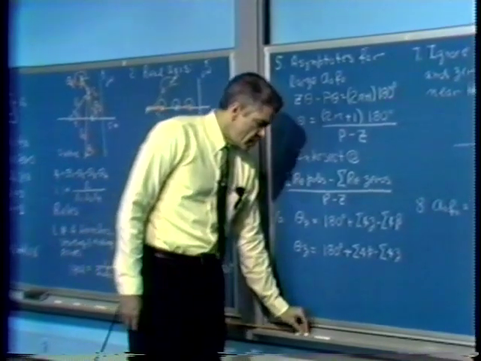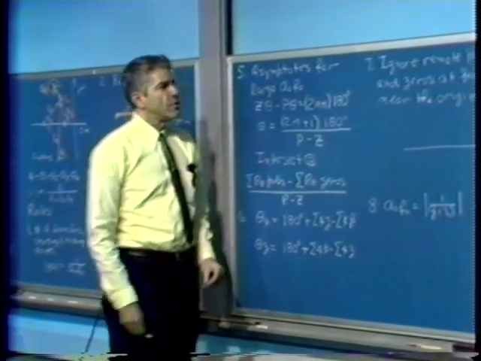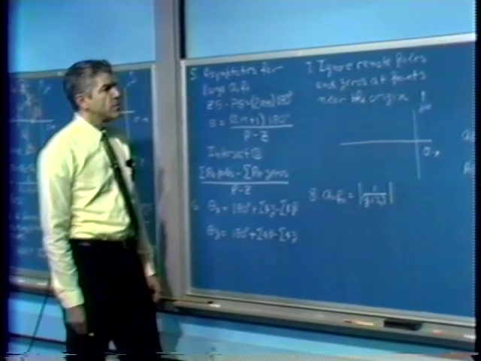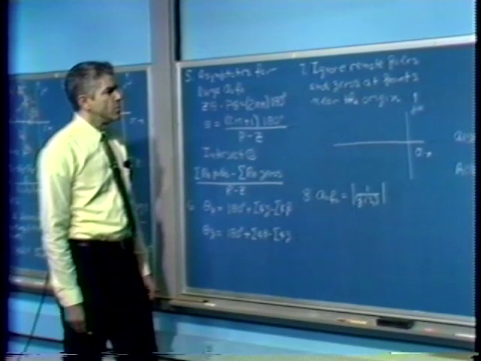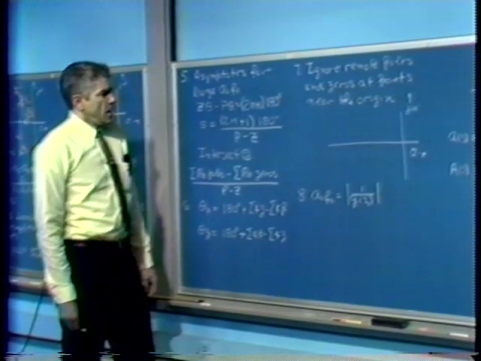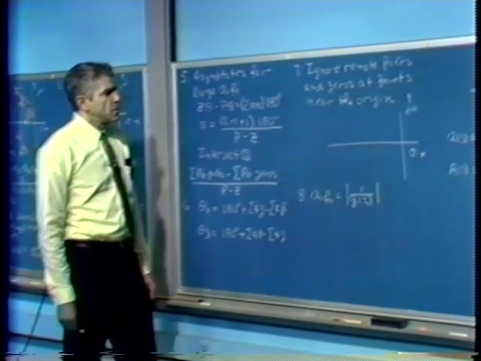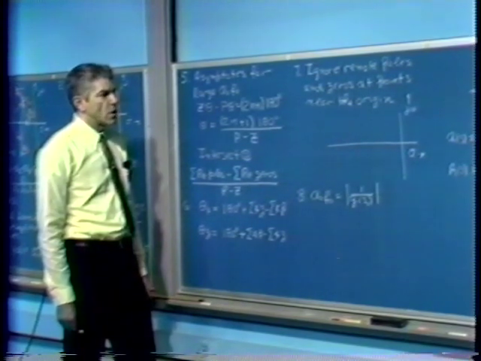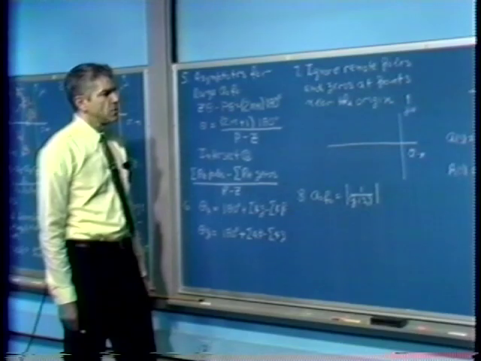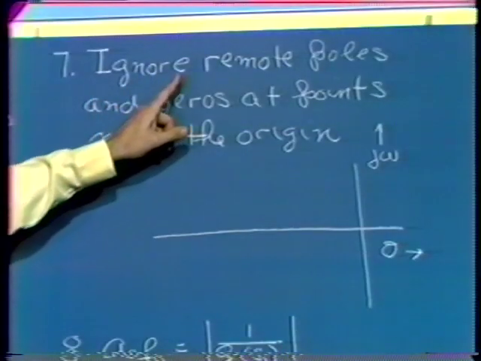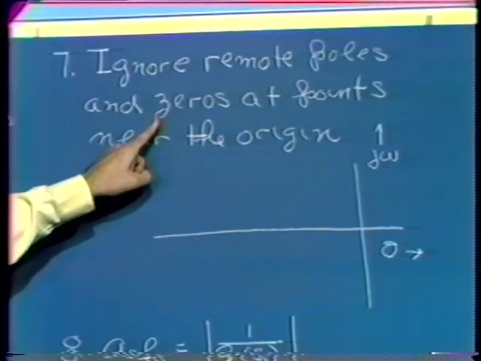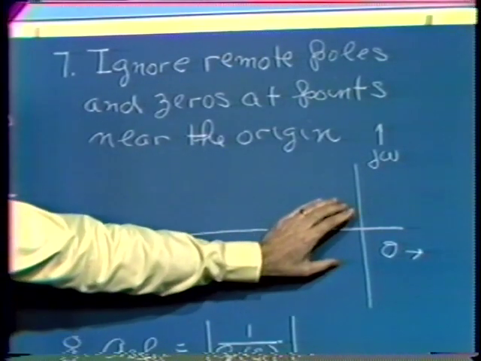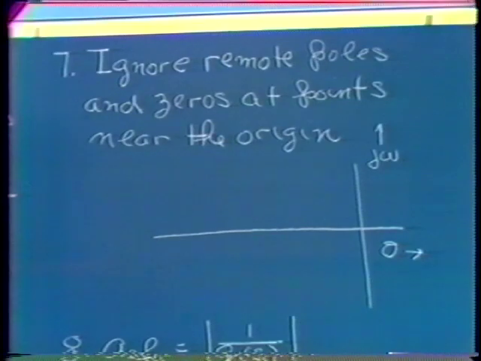Rule 7 is a powerful one which allows us quite often to very rapidly sketch certain important features of the closed loop transfer function. In particular, what it tells us is that if we have a system which includes a collection of poles quite near the origin relative to some others, we're able to ignore the remote poles and, in fact, the remote zeros when we're interested in the behavior of the root locus diagram near the origin. We can see how that works.